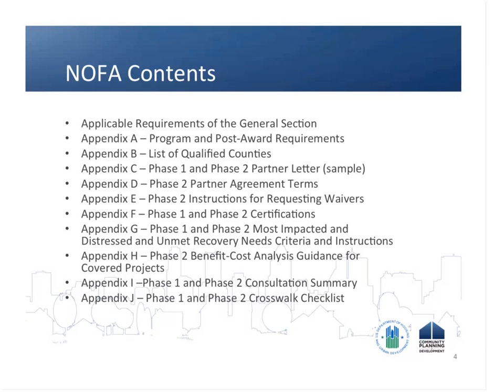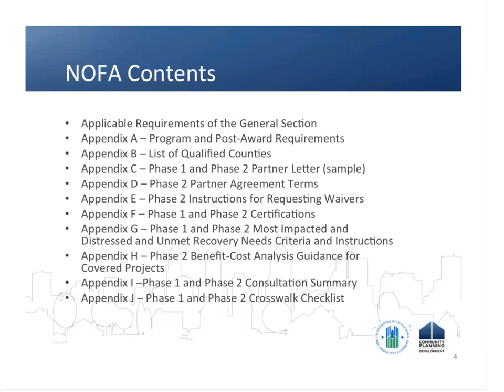Appendix E is Phase 2. It's instructions for requesting waivers, and I've been getting a lot of questions at resilientrecovery@hud.gov just in the last couple of days, really. You don't need to request waivers for Phase 1 because there isn't going to be funding in Phase 1.